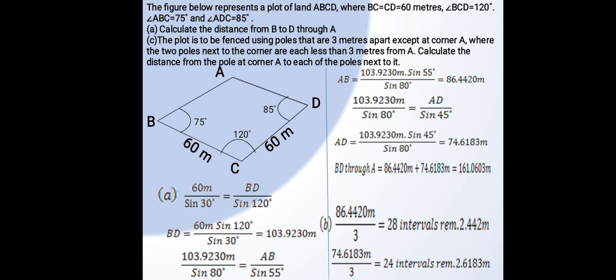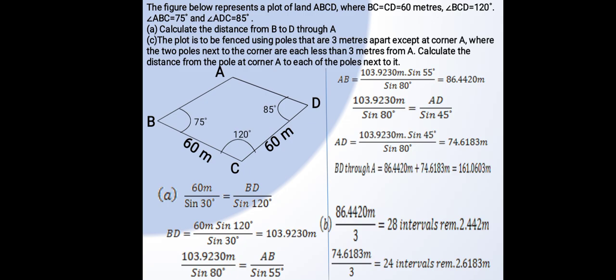Now, having done that, let's look at part B. Part B asks us for the distance from the pole at A to its nearby pole. You realize that for the poles at B, C, 60 is divisible by 3, so the distance is uniform. The poles at CD, 60 is also divisible by 3, so the interval is uniform.